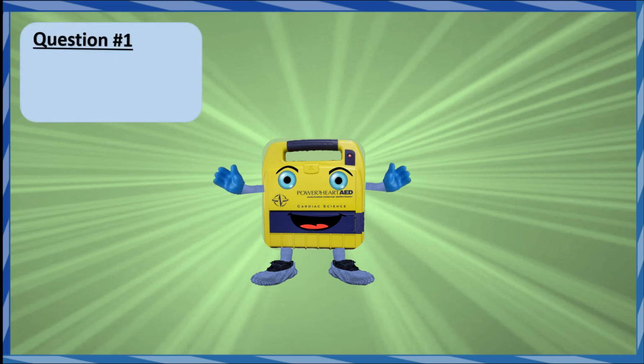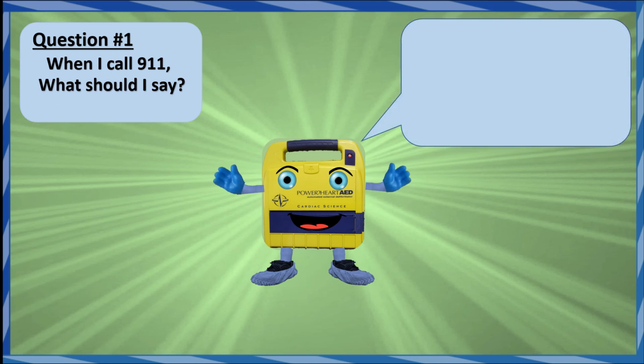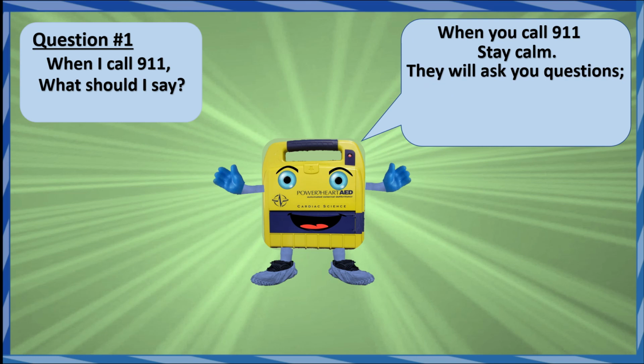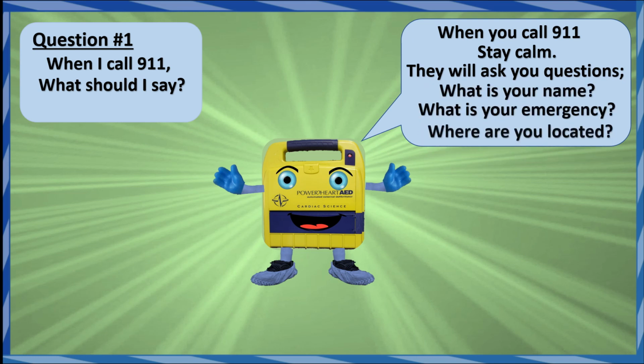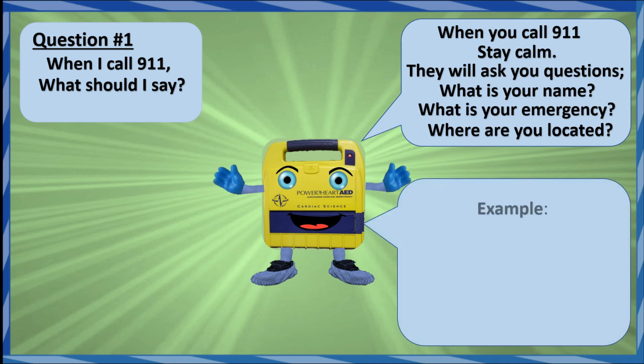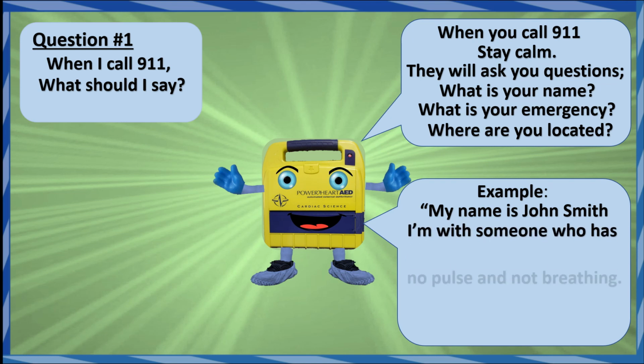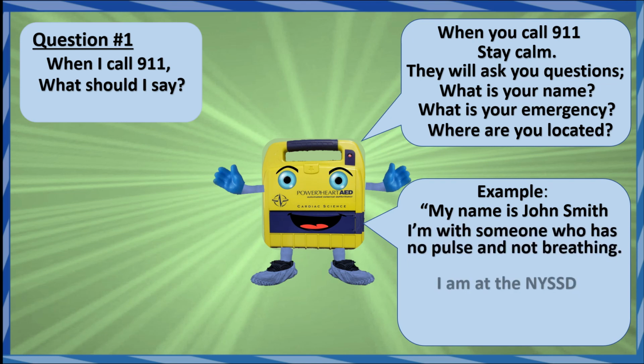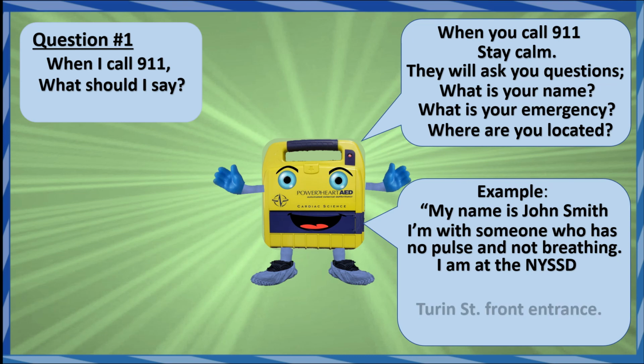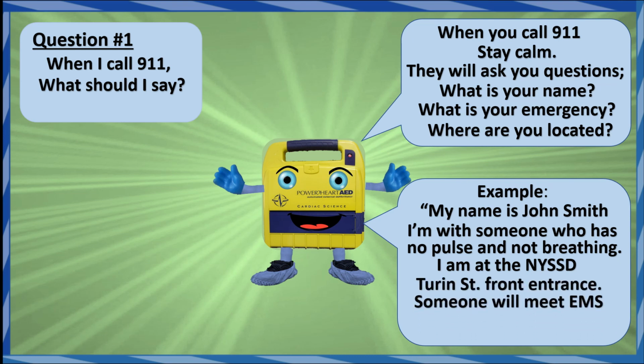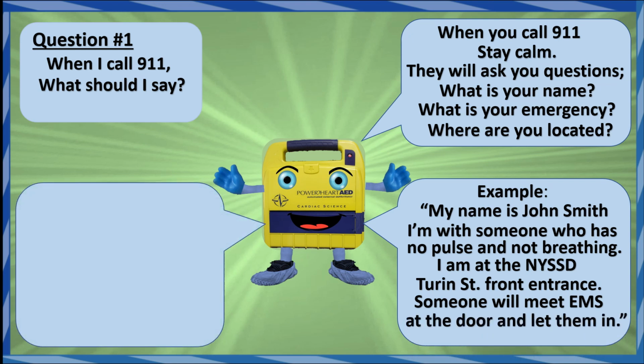Question number 1. When I call 911, what should I say? When you call 911, stay calm. They will ask you questions. What is your name? What is your emergency? Where are you located? Example, my name is John Smith. I'm with someone who has no pulse and not breathing. I am at the New York State School for the Deaf, Turn Street, front entrance. Someone will meet EMS at the door and let them in.